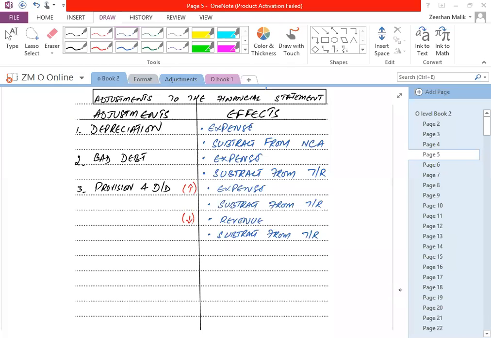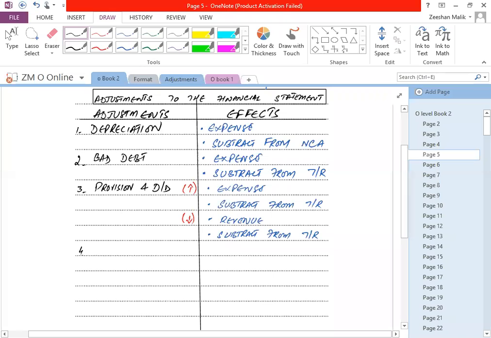The topic belongs to adjustments to the financial statement. Adjustments are necessary to make the financial statements true and fair. The first adjustment we did, depreciation. Number 2, bad debts. Number 3, provision for doubtful debt. Provision may increase or decrease. In both of the cases, it subtracts from receivables, from trade receivables. Agreed? Let me move to the next.